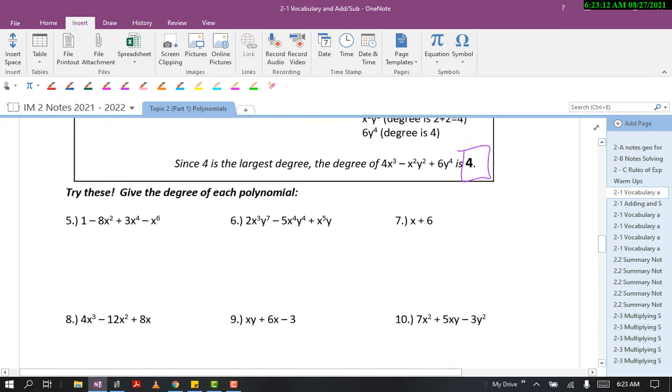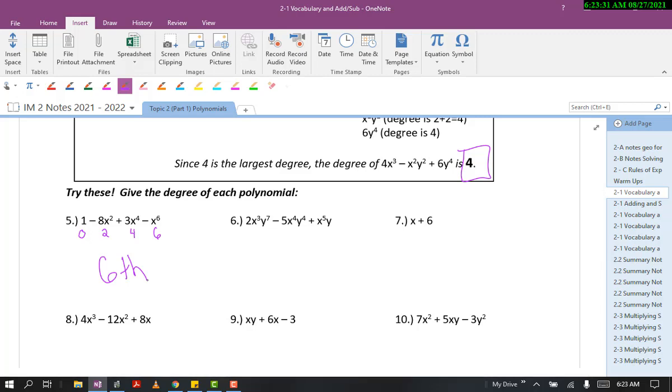So give the degree of each polynomial. So let's look at each monomial by itself. 1 has a degree of 0. x squared, 2, 3x to the fourth, 4x to the sixth. So the biggest number is 6. So we have a 6th degree polynomial.